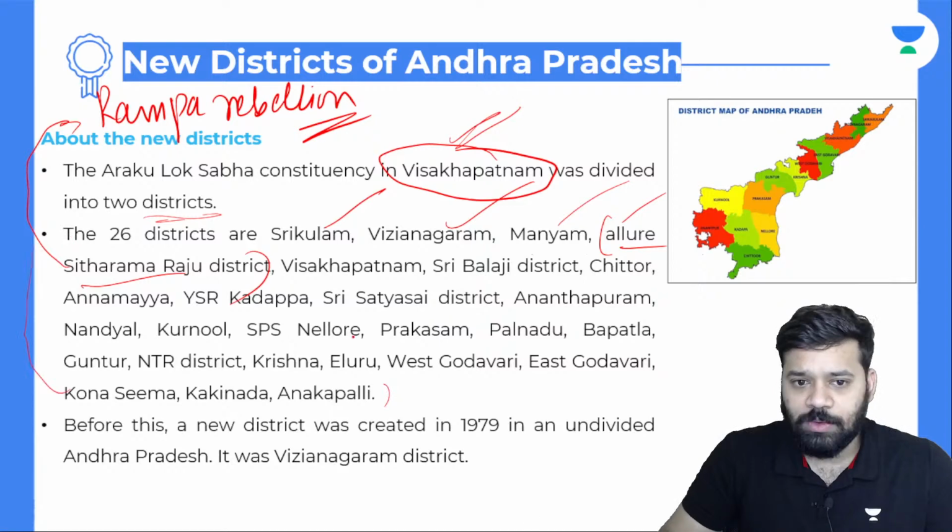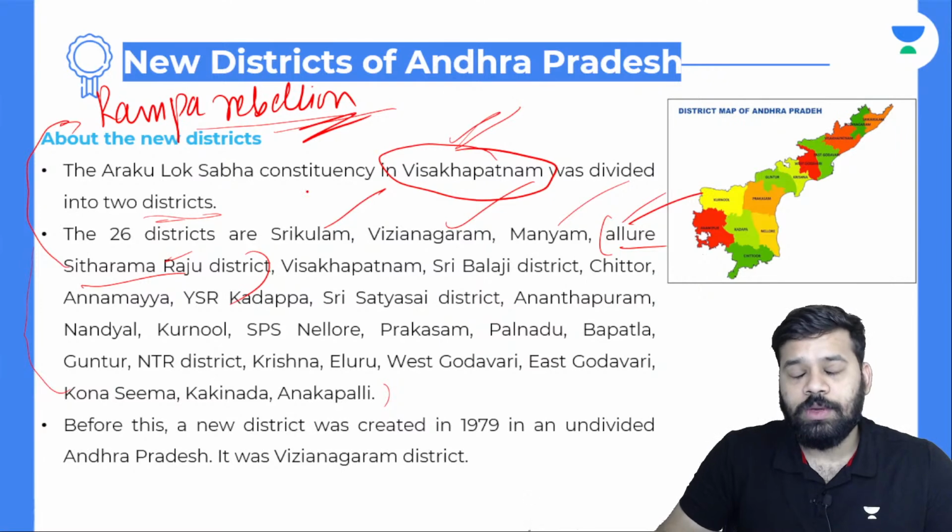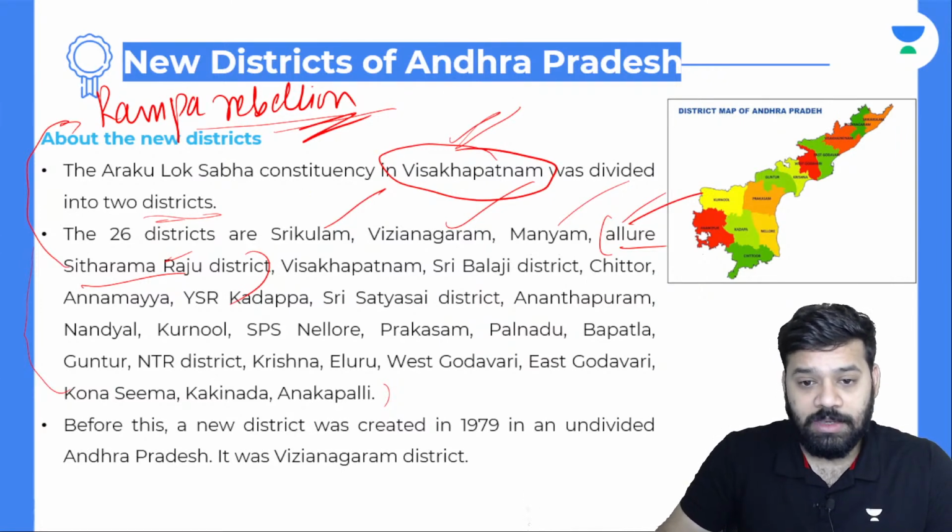You don't need to remember these 26 districts. Definitely, you don't need to remember. But you need to remember Alluri Sitaram Raju. He was the leader of the Rampa Rebellion. And in Andhra Pradesh, now there are 26 districts, and 30 new districts have been added.